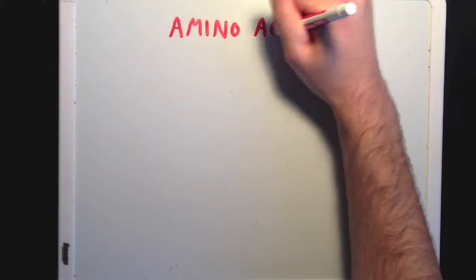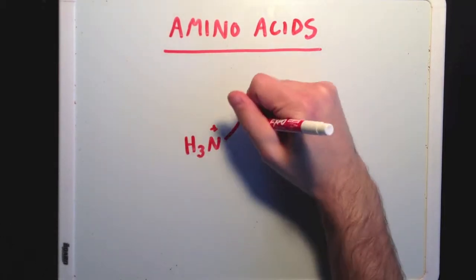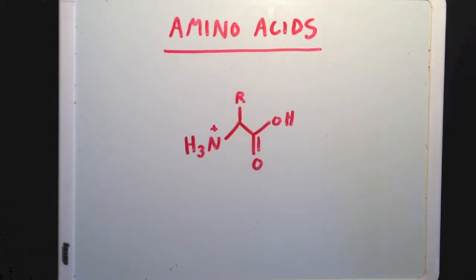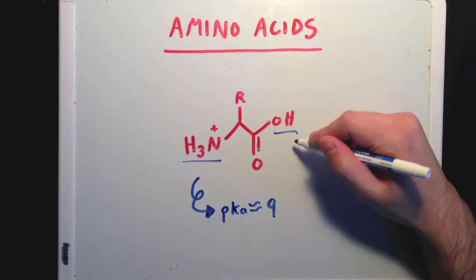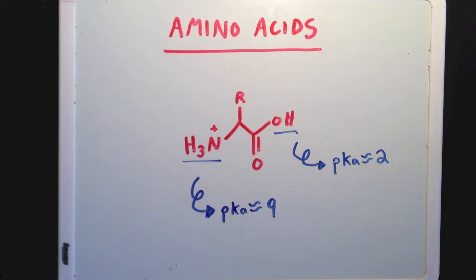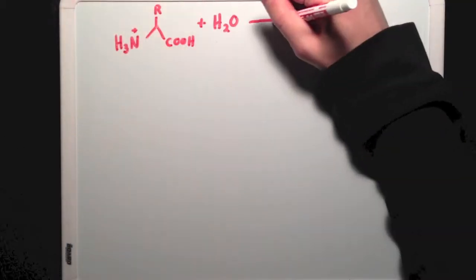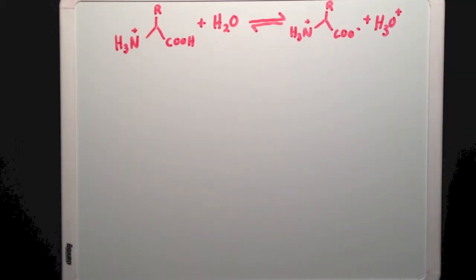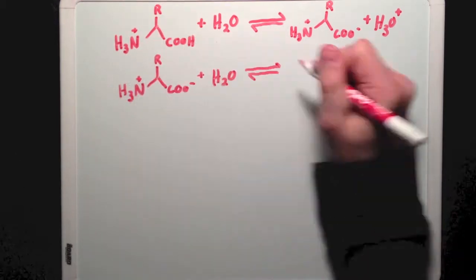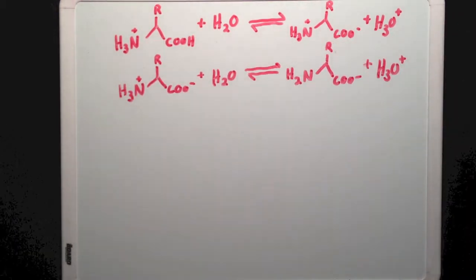Amino acids are great examples of biological polyprotic acids. They have an amine group and a carboxyl group that can both donate protons. Depending on the side chain, these groups usually have pKa's around 9 and 2 respectively. Amino acids can react with water twice to form hydronium and a conjugate base. The first proton would usually be given by the carboxyl group, and the second by the amine group.